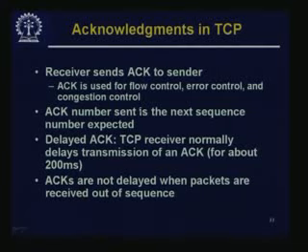Now, the receiver sends acknowledgements in TCP. The receiver sends an acknowledgement to the sender. Acknowledgement is used for flow control, error control, and congestion control. Error control, of course, if the acknowledgement is not received, then you retransmit. And congestion control, as we are finding that the ACK is used for controlling this. The ACK number sent is the next sequence number expected. Delayed ACK: a TCP receiver normally delays transmission of an ACK for about 200 milliseconds.